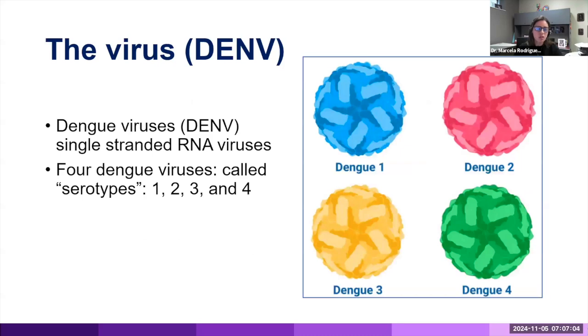So dengue viruses are single-stranded RNA viruses, and there are 4 types. These are called serotypes: serotype 1, 2, 3, and 4. Each serotype has different interactions with the antibodies in human blood, and they share approximately 2/3 of their genomes, with different genotypes existing within each serotype, which can vary in disease severity.